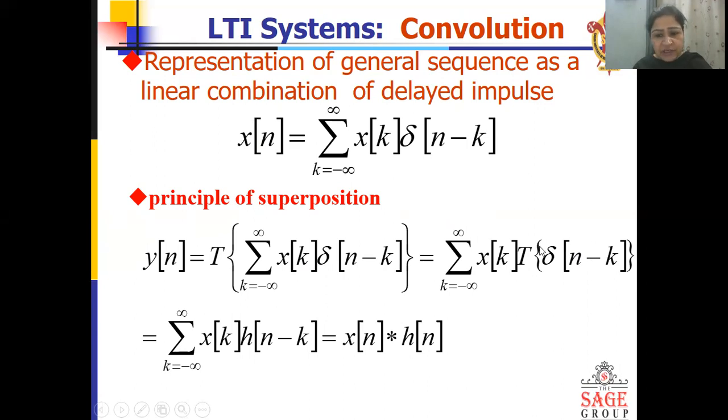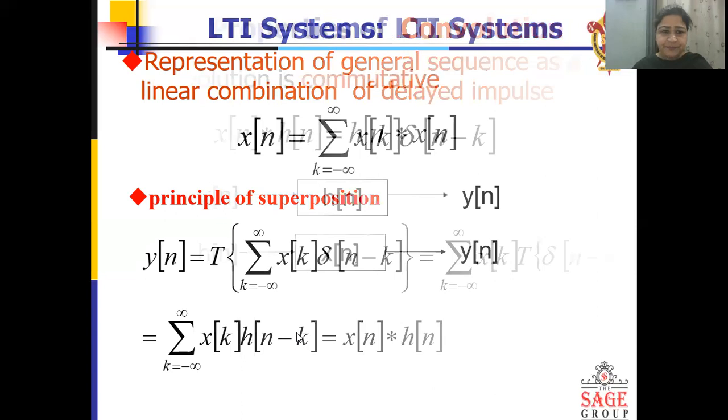Now, we already know that if the system is time invariant, then if delta n minus k is the input, it should generate an output h n minus k. So this will be the formula for the convolution, which generates the output yn. So yn is given as the linear convolution of xn and hn, which is given by the formula summation k equal to minus infinity to infinity xk h n minus k.